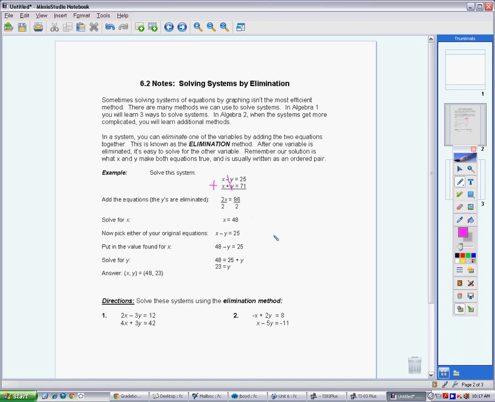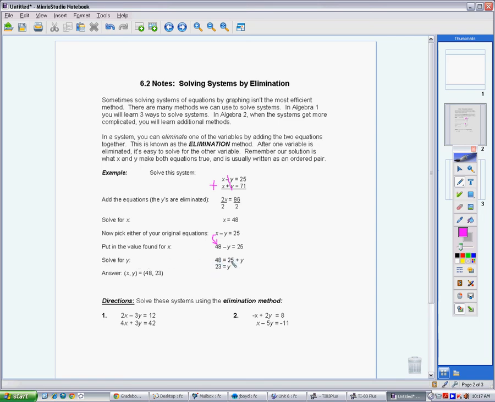Okay, we're not done. We did solve for the x coordinate of our solution. Our solution is a point, an x and y coordinate. At this point in time, you can pick either one of your original equations. So you could pick the first one or you could pick the second one. In this example, we picked the first one. x minus y equals 25. Now that we know what x is, we're going to substitute in the 48 that we found. So we're going to put in the value we found for x. And now we solve for y.